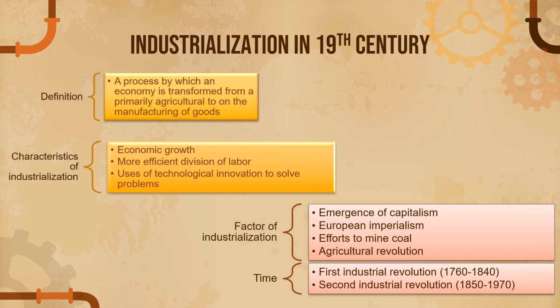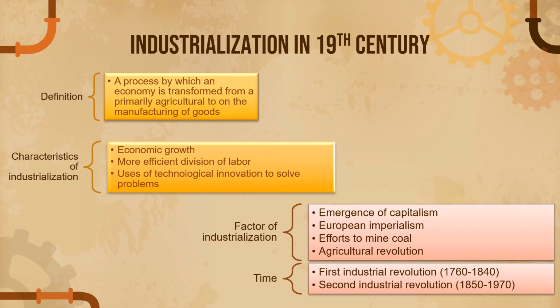Next, the factors of industrialization are the emergence of capitalism, which was introduced by Adam Smith, where it allowed entrepreneurs to establish businesses. European imperialism was in charge of bringing the raw material for the industrial process. Coal mining was necessary to power the machinery of industrialization, and lastly is the agricultural revolution that increased the food production.